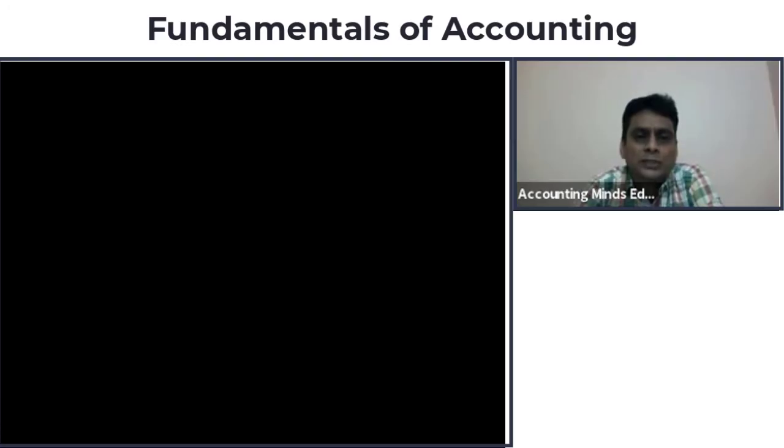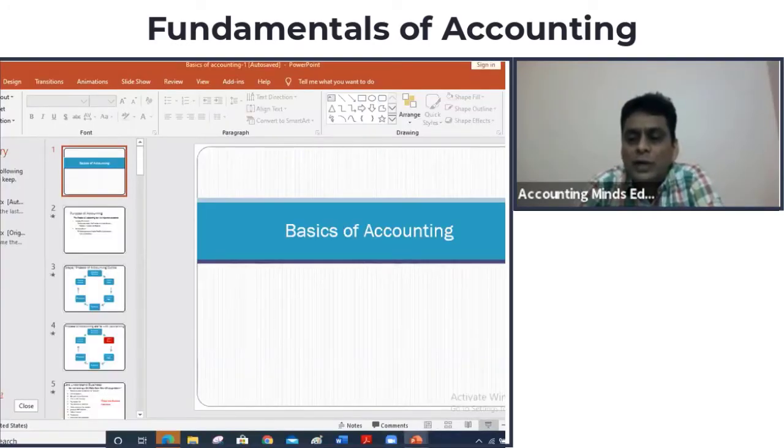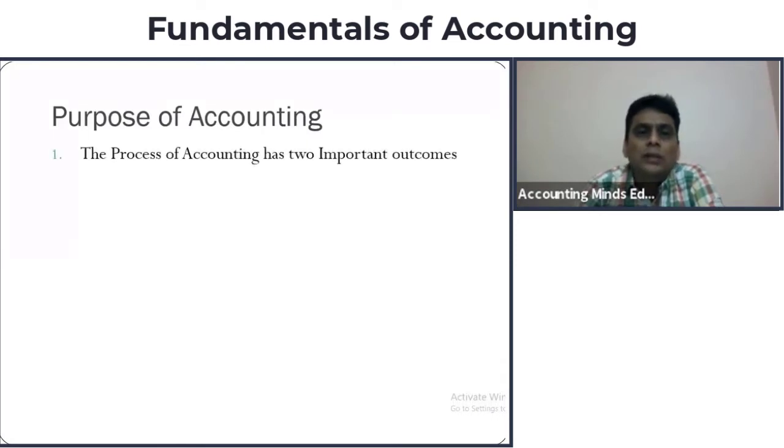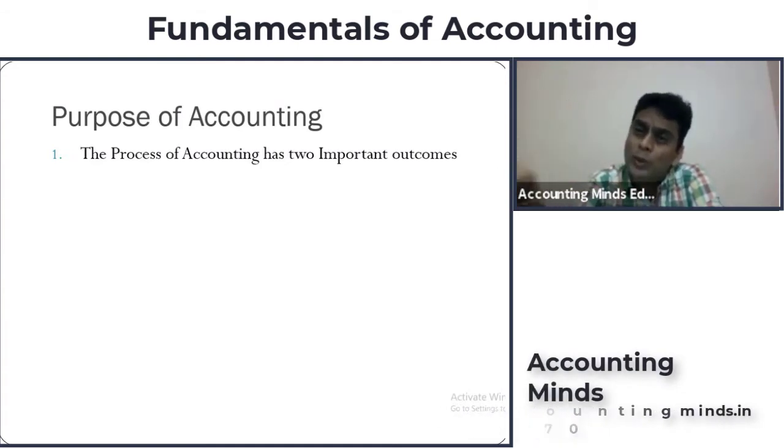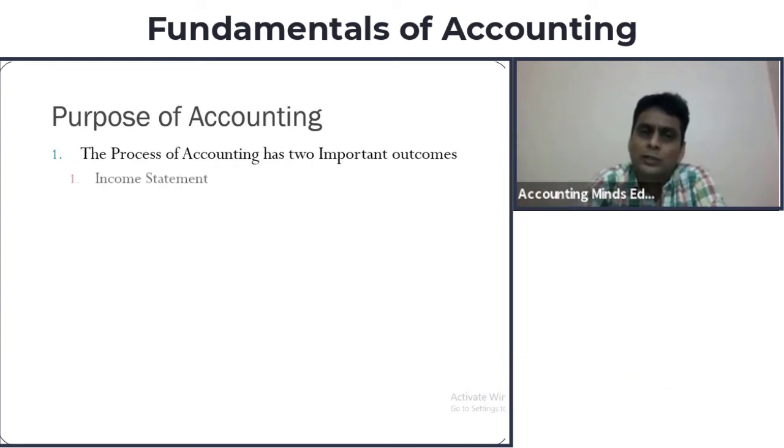Let me put it like this. We do the recording, summarizing, classification of these transactions, and interpretation and all are later. But fundamentally, nobody would do accounting unless it serves these two purposes. What are the two purposes for which accounting is done? There are others. I'm not saying these are the only two. These are the two most important ones. What is the first one?